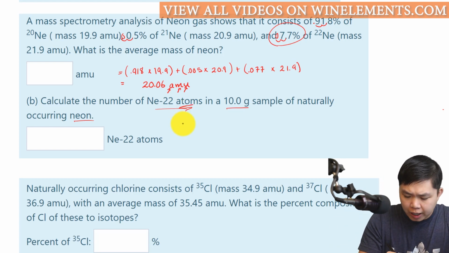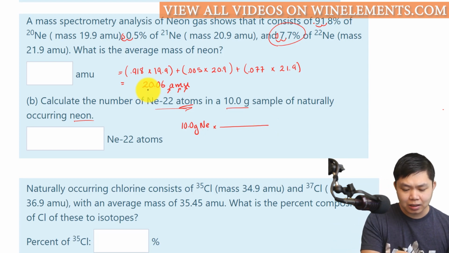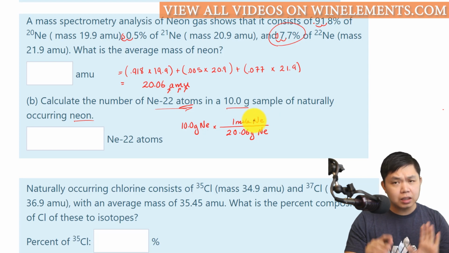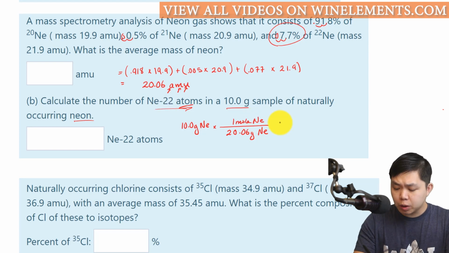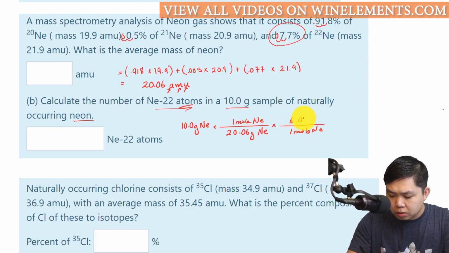So let's plug in our work, and we have 10 grams of neon. And to convert grams of neon to moles, we use the molar mass. In this case, we have our average atomic mass of neon, which is 20.06 grams of neon. And that is 1 mole of neon right there. And this is just neon in general. We are going to look at neon-22 specifically later. Now once we get moles, let's convert to atoms. So 1 mole of neon is equal to 6.02 times 10 to the 23rd atoms of neon.